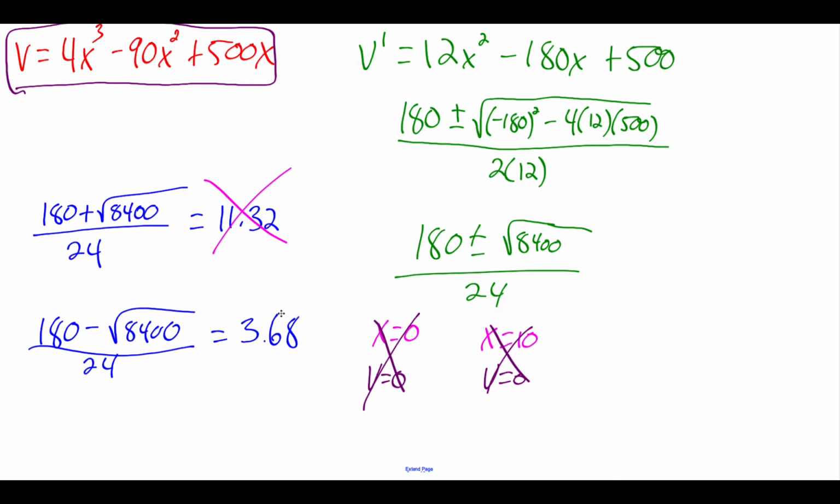So really, we're focusing on this 3.68 as that x value. Now, if we were to take that and store it in our calculator, we're going to get a volume of about 820.5 cubic inches. So that's going to be our maximum volume. If we cut out squares with a side length of 3.68 inches out of the corners of this rectangular sheet of tin, then we're going to be able to maximize our volume at 820.5 cubic inches.